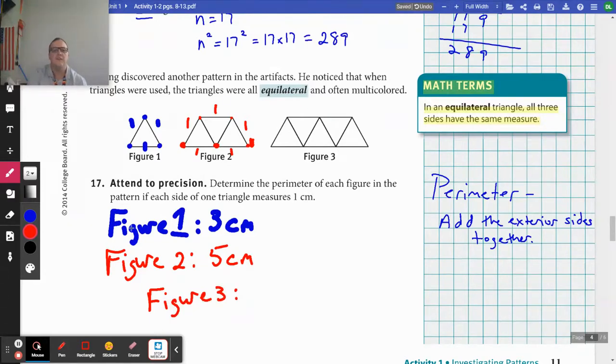All right. Figure 3, from there to there is 1. From there to there is 1. To there is 1. To there is 1. To there is 1. To there is 1. And to there is 1. 1, 2, 3, 4, 5, 6, 7. 7 centimeters.